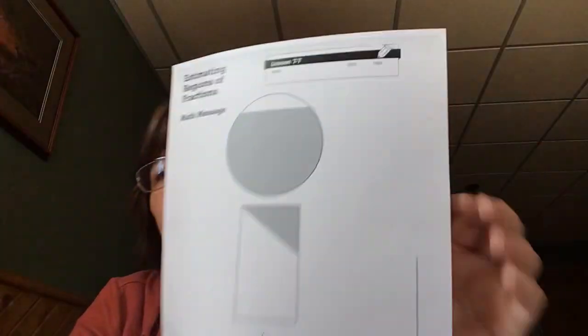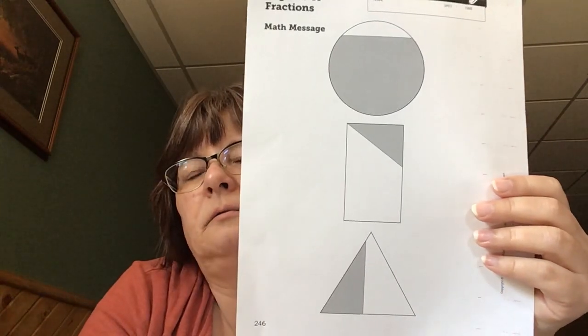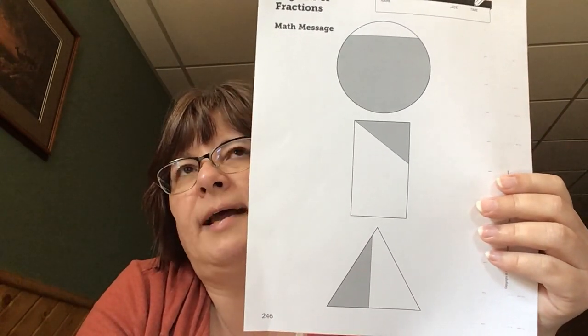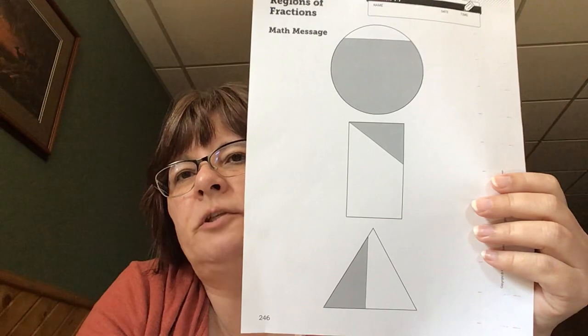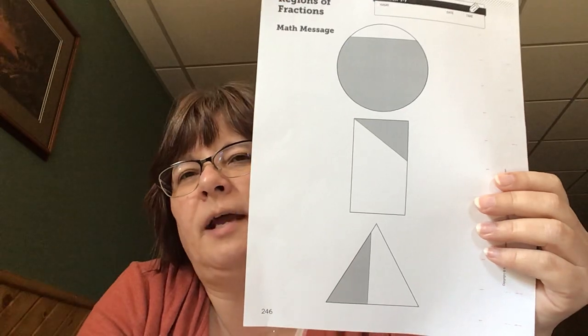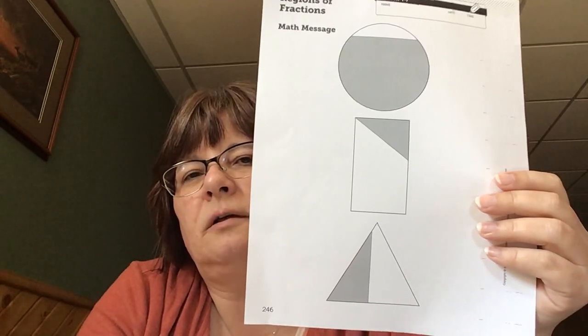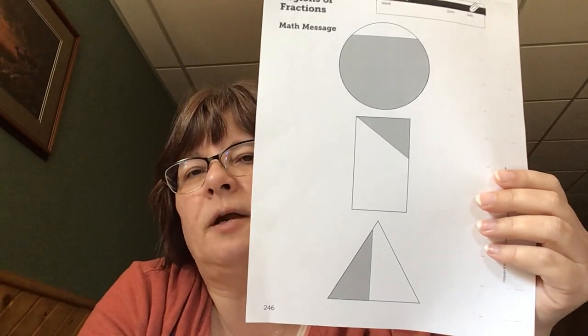Okay, now I'm going to show you another paper, because today we're going to talk about a benchmark. And in order to show you the benchmark, I need to show you the next paper. So we've got a paper with a circle, rectangle, and a triangle. And our benchmark is kind of the idea that we're thinking of when we look at each shape to judge the fraction. So the benchmark is the idea or the number that we're thinking of to judge what the fraction would be. So we're going to use 1/2 as our benchmark.